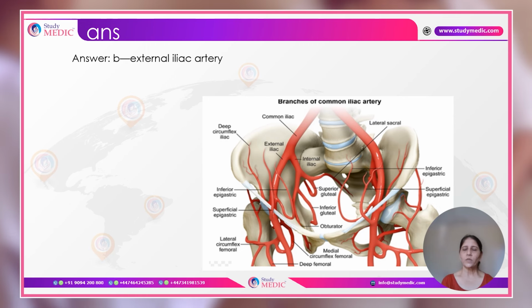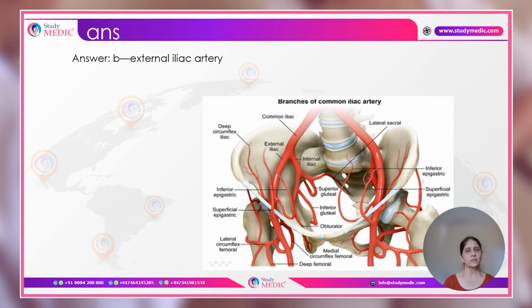Another way to remember: the external iliac artery, once it passes below the inguinal ligament, is no longer called the external iliac artery, it is called the femoral artery. And the deep circumflex iliac artery is a branch that arises before the external iliac passes below the inguinal ligament. So the only choice left is that the deep circumflex iliac artery is a branch of external iliac artery.